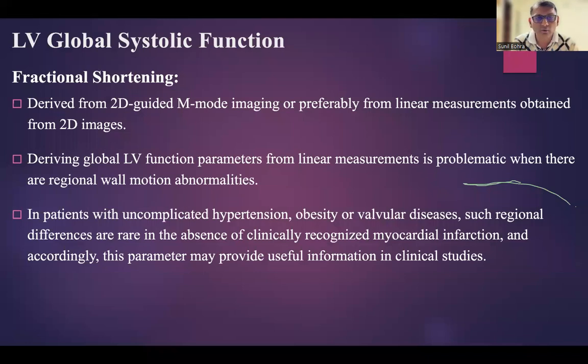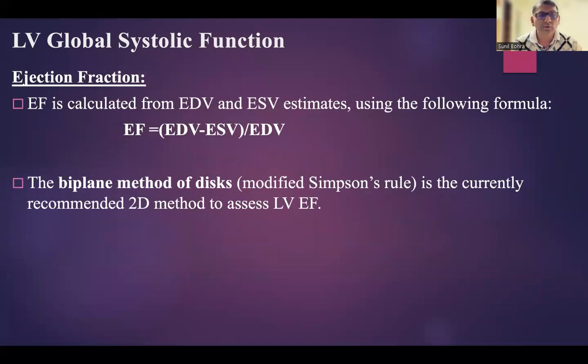So coming to how to evaluate the global systolic function. Here the most important thing is that we are looking at the global function. There are various methods to know this. One of them is the fractional shortening. Here, by M mode imaging or from the linear measurements, which I showed in the previous slides, we can calculate the global LV function parameters. I'll tell you more about the global function later when I'm dealing with the regional function, so that it becomes easy.